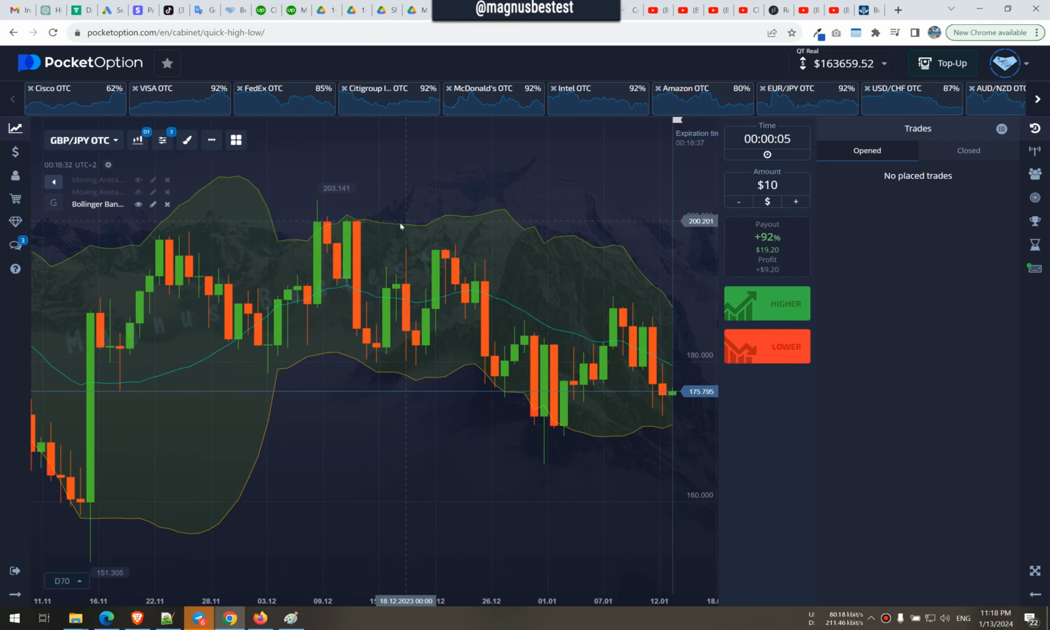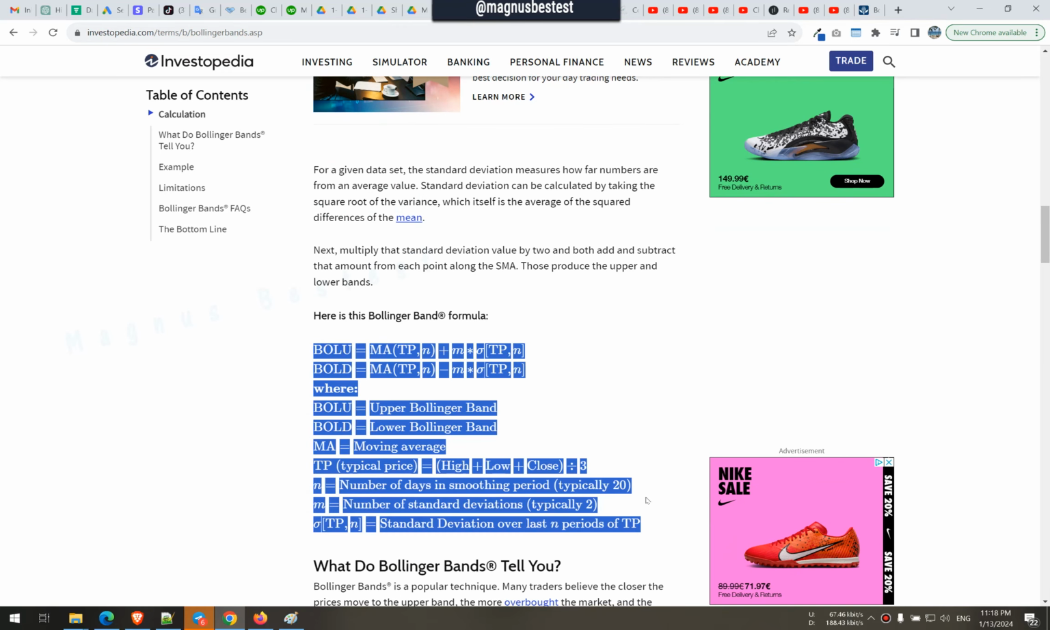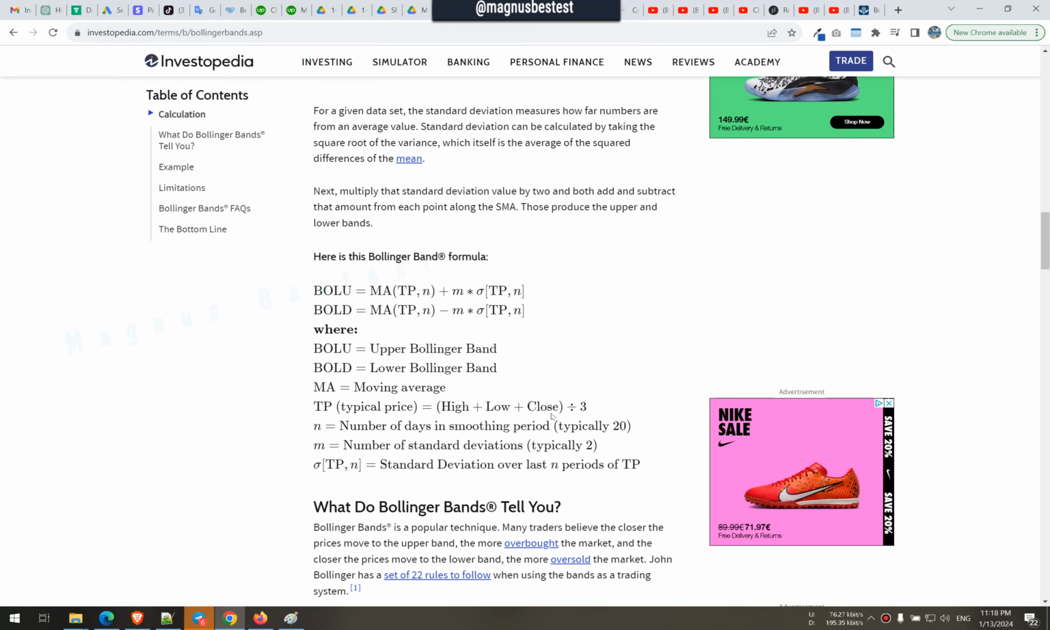And let's see, how can we get these other lines? Is it just like 40 and 10? No, it's not. It's a little bit more complicated, but not that much, and I will quickly explain it to you. So this is the formula. You can just stop the video and have a little reading over here.